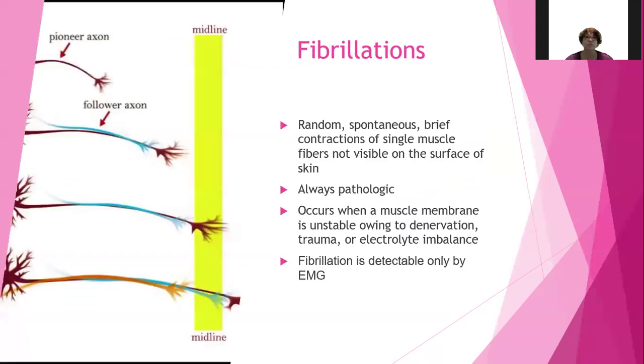always pathological. So fibrillations are random, spontaneous, brief contractions of a single muscle that are not visible on the surface of the skin. They're always pathological. So it occurs when a muscle membrane is unstable because of denervation, trauma, or electrolyte imbalance. You cannot detect a fibrillation by seeing it. Like with fasciculation, you could see it and feel it. With a fibrillation, it's only detectable by electromyogram. We'll talk about the process of an electromyogram a little bit later. So they're always pathologic. They're only detectable by EMG.